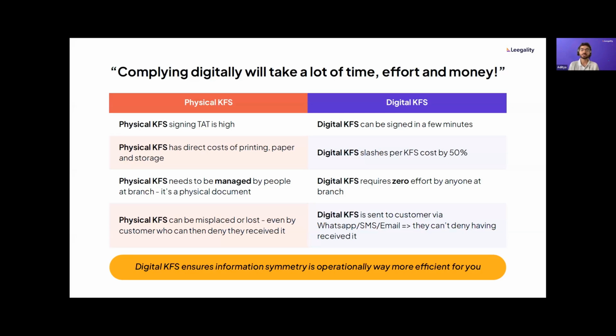So the TAT for signing of a physical KFS is high, whereas for a digital KFS, it takes a few minutes. Physical KFS means costs of paper, printing, storage. Digital KFS, none of these costs exist. In a physical KFS, even if it's one page, it's a physical object that your branch teams have to spend time managing, right? Like printing, checking, scanning, storing, getting it signed. In digital, they really don't have to do anything other than explaining it, taking the borrower through the terms, and just getting that sign in one shot through a digital mode, right?